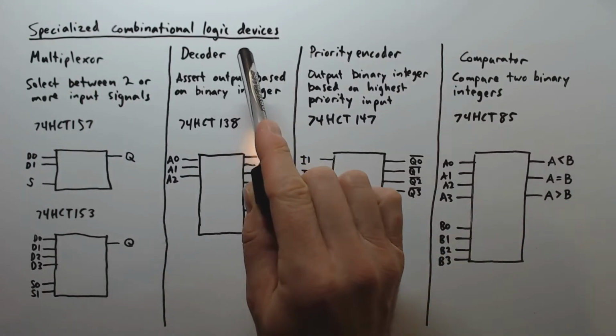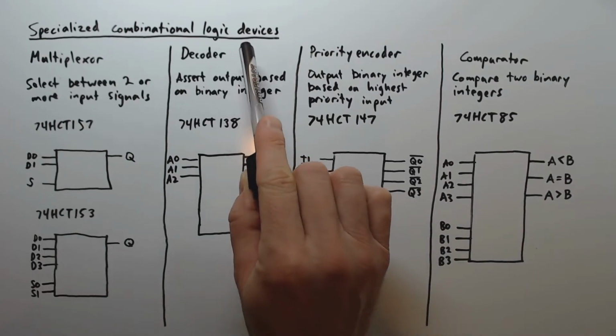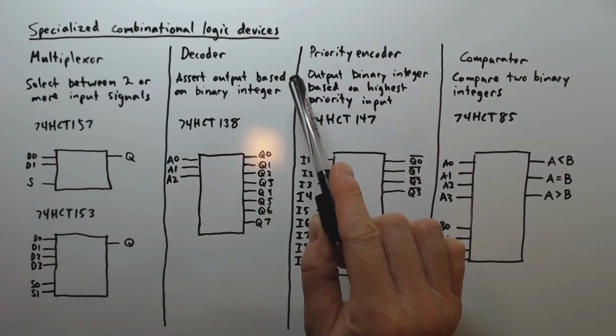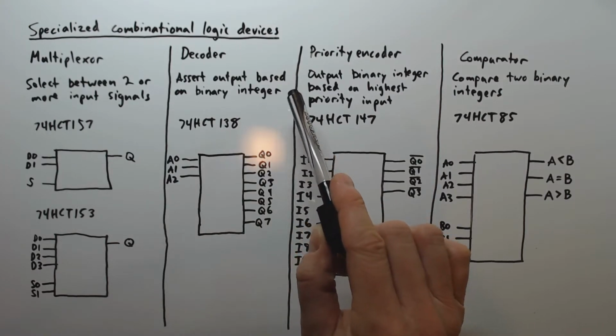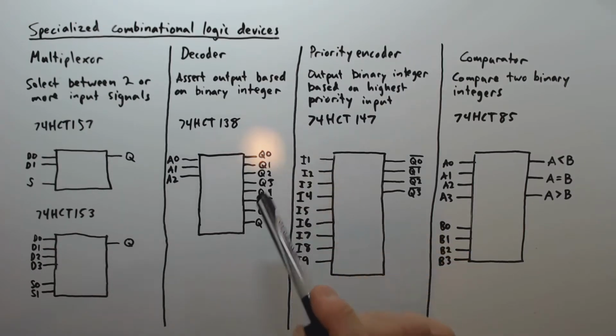A decoder, we've actually seen decoders because we built a 2-to-4 decoder as our example circuit. In general, a decoder is going to assert a particular output based on a binary integer that is appearing at the inputs to the device.